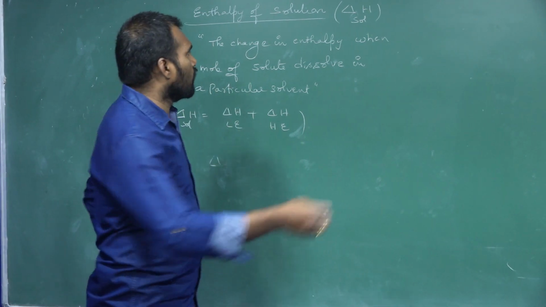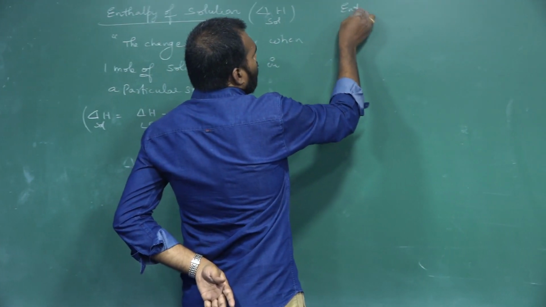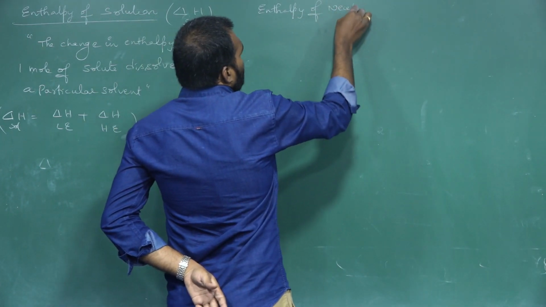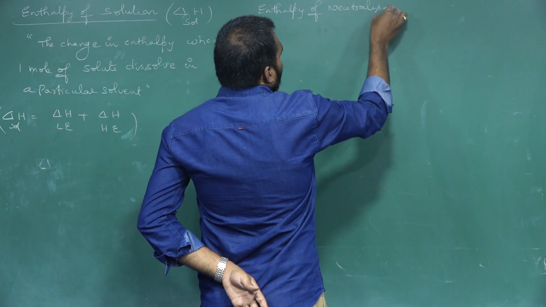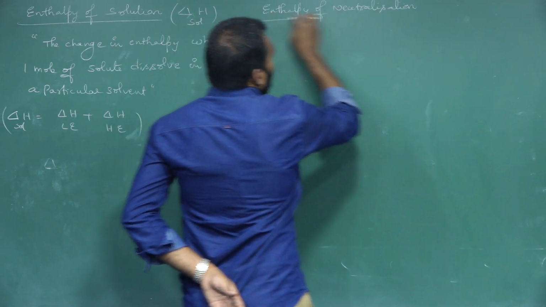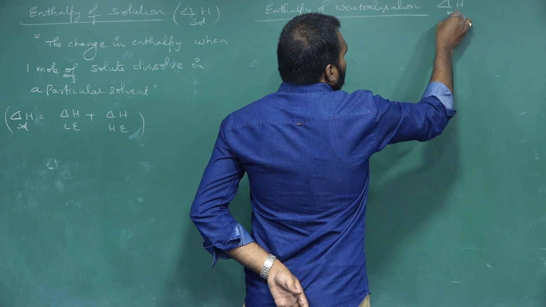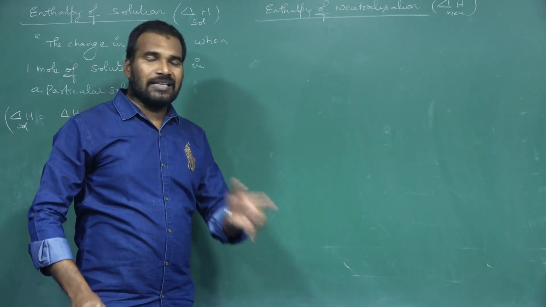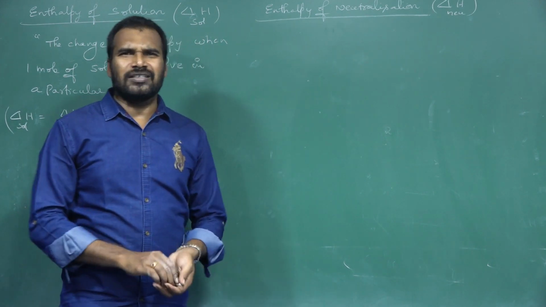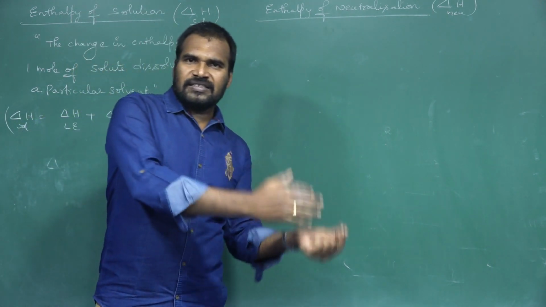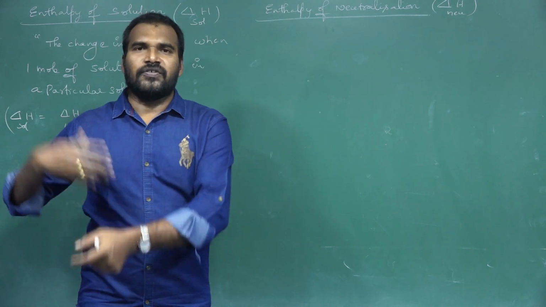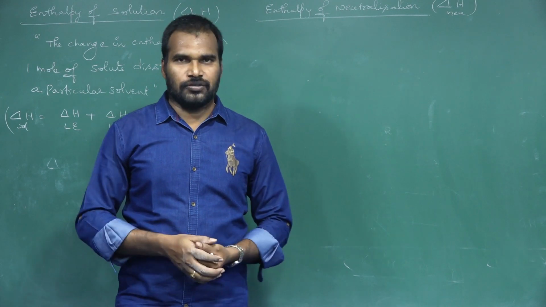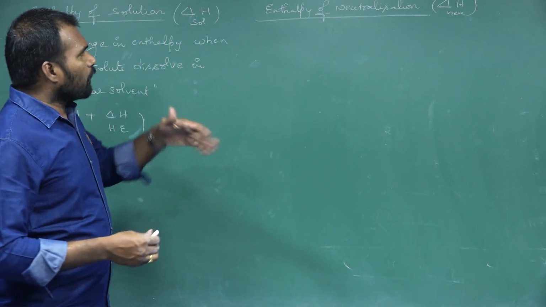Okay, next move on to the next and most important enthalpy, that is enthalpy of neutralization. We represent this with del H NEU or del H N also. What is a neutralization reaction? Usually when we mix an acid with a base, if we get the salt along with the water, that reaction we call neutralization. So what is enthalpy of neutralization?